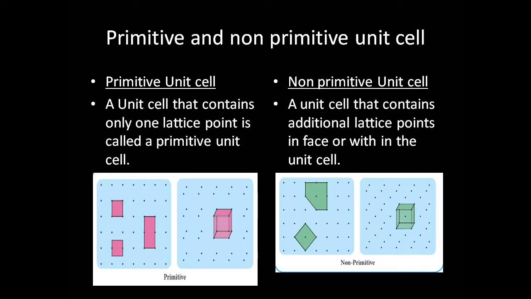There are two types of unit cell: primitive and non-primitive. A unit cell that contains only one lattice point is called a primitive unit cell. You see in this diagram, it is made up of a lattice point at each of the corners. The next one is the non-primitive unit cell. There is an additional lattice point, see on the face in the first diagram, and another one within the unit cell. That is called a non-primitive unit cell.